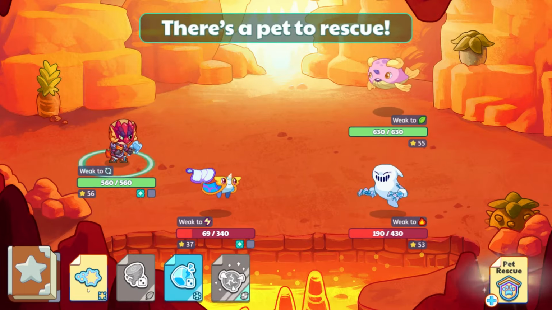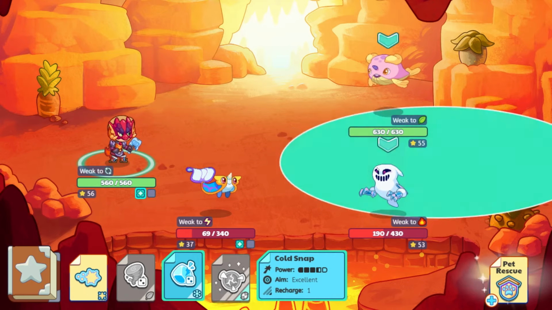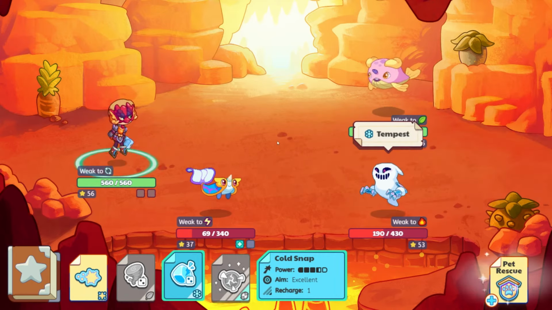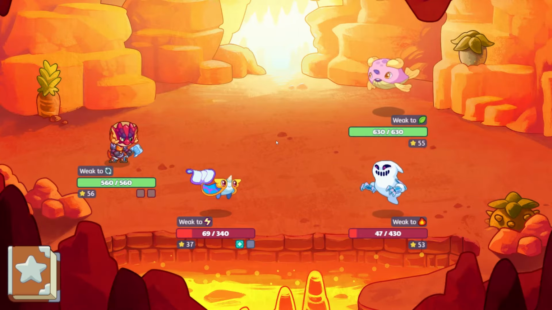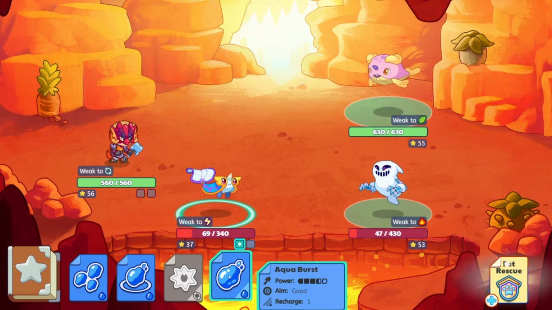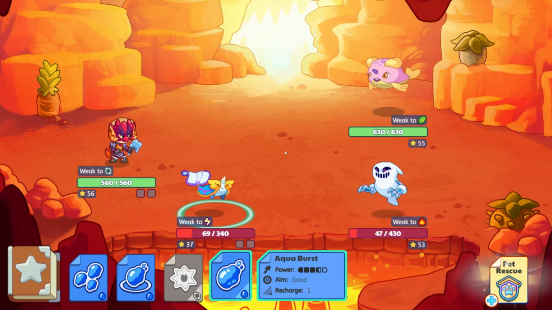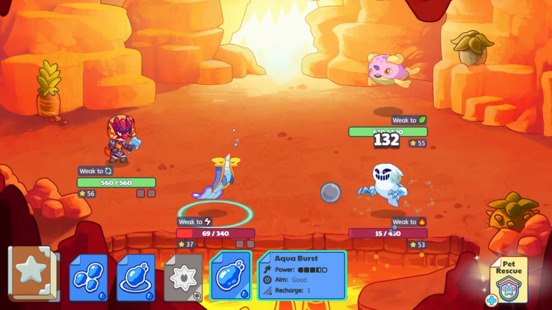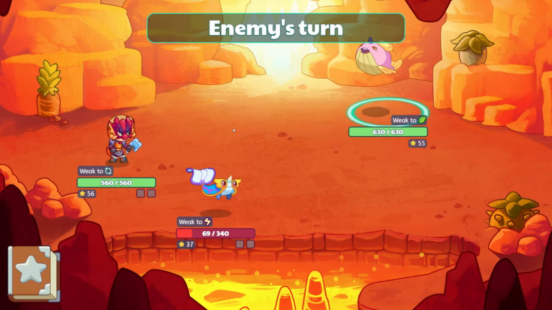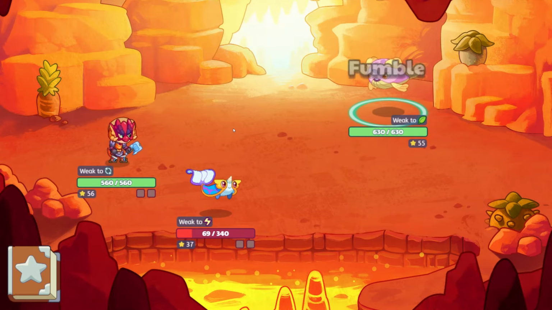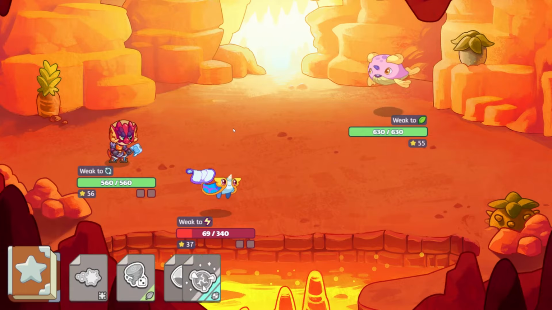All right, so let's actually do Cold Snap. Hopefully it lands on you, Tempest, which it does. That should finish him off. It doesn't. Wow, shocking. Hopefully our Aqua Burst hits. It does. Good, good, good. All right, I'll get Green Gust this round. That's a fumble. Fantastic. Then I'll get All Out Attack after.